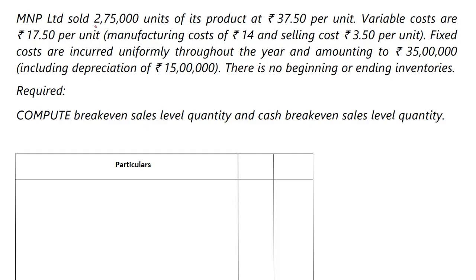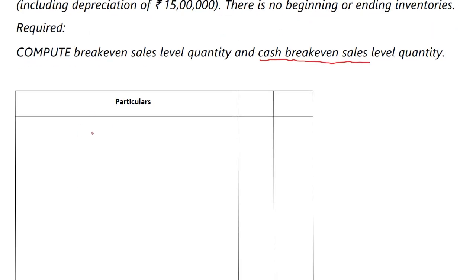MNP Limited sold 2,75,000 units of its product at 37.5 per unit. Variable costs are 17.5 per unit, which includes manufacturing cost of 14 and selling cost of 3.5. Whatever it is, it's variable cost. Fixed costs are incurred uniformly through the year and amount to 35 lakhs, including depreciation of 15 lakhs, which we normally include. But then they tell us that we have to separately calculate cash break-even sales, in which case we won't include it. Anyway, we will fill up the table as much as we can.